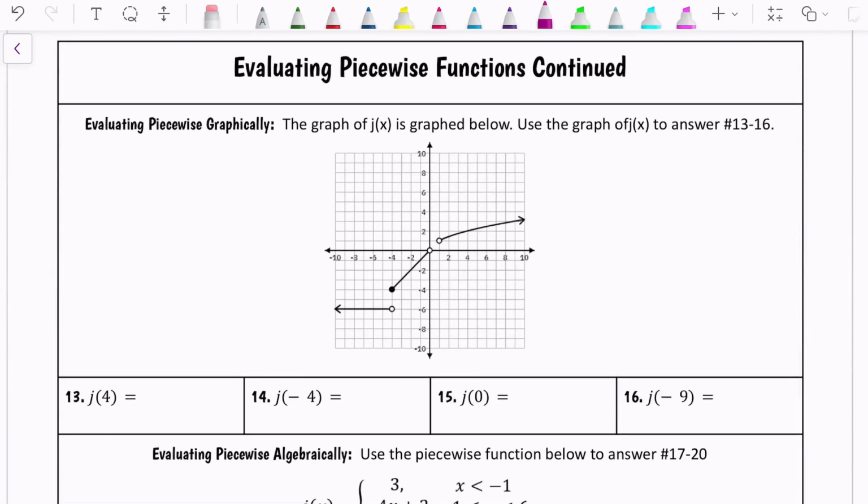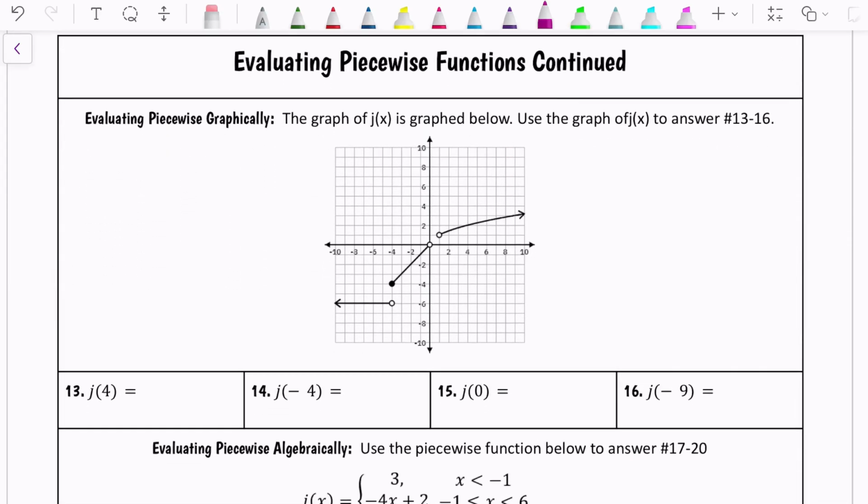Okay, here's another graph. So we have j of 4. This one's j of x. So j of 4, x is 4. Go to the x-axis, find 4. Look for the graph. There's my graph. It's crossing at (4, 2). So my y value is 2. All right, -4 is right here. There's my point. There's also an open circle, but remember I'm going to want the closed circle. That point's (-4, -4). -4 is the answer.